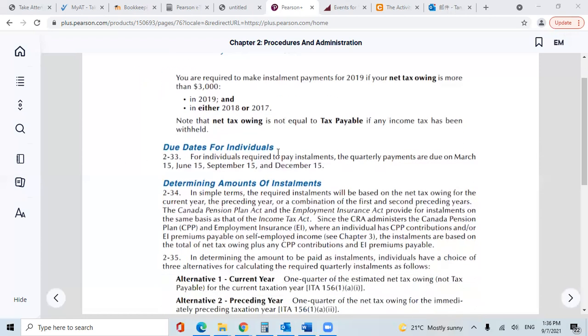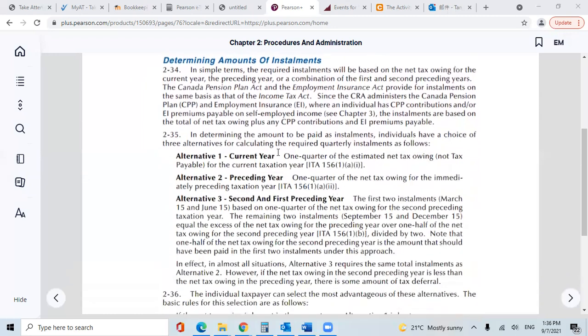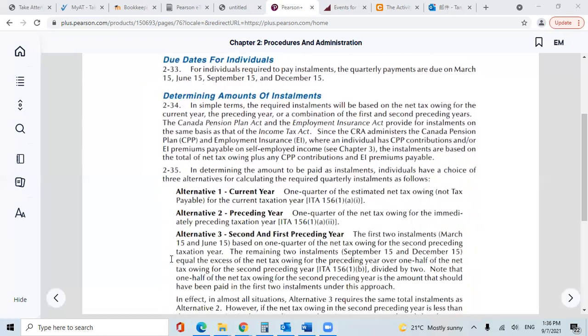When you decide that you need to pay installments, you need to figure out how much you need to pay. It has been given as 3 alternatives, right? The first alternative depends on your current year. It's 1/4 of the estimated net tax owing for the current year. You use your current year total amount you owe, divided by 4.